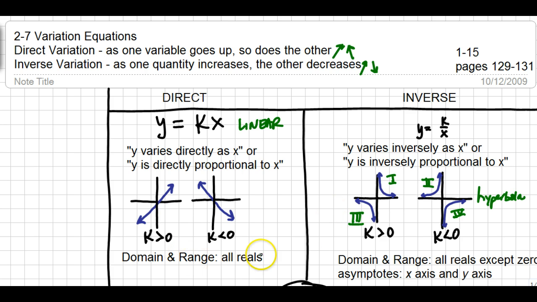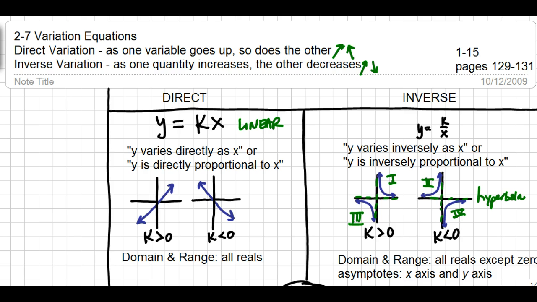The domain and the range here for the inverse equation mimics what it had for direct, with the exception of the 0. So all reals except 0 for this inverse, and again that's because you can't divide by 0. Because you can't divide by 0, these graphs are going to approach the x-axis and the y-axis but never actually reach them, so those two are the asymptotes. So typically we draw the asymptotes in as dotted lines.